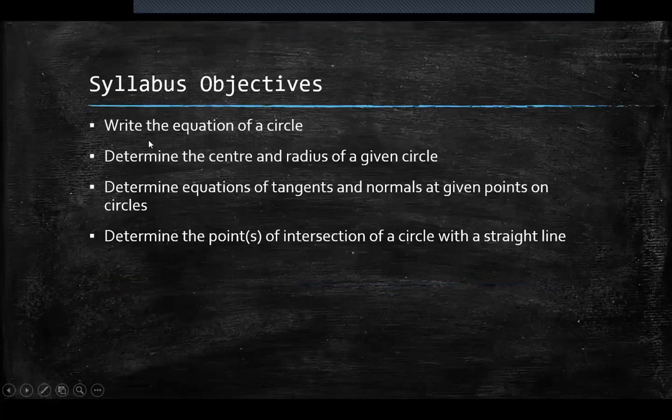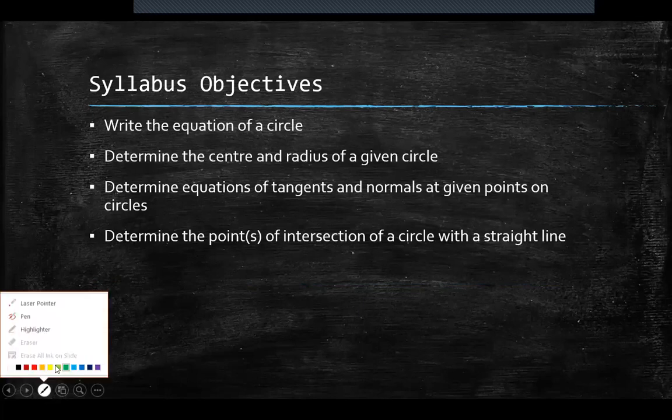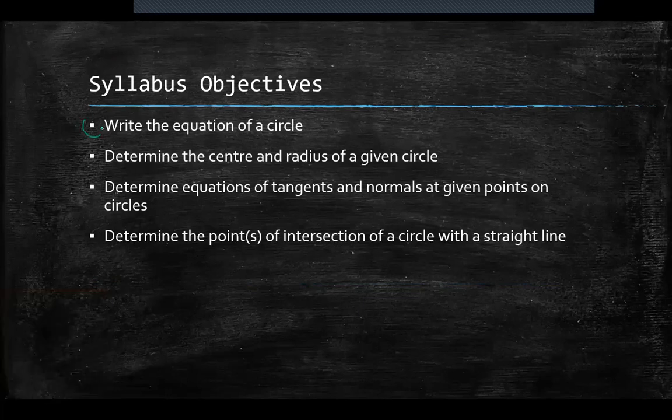These are the syllabus objectives. So equation of a straight line, determine the center and radius of a given circle, determine the equations of tangents and normals at given points on circles, and determine the points of intersection of a circle with a straight line. So what we're focusing on today are these two objectives up here. This one and this one.